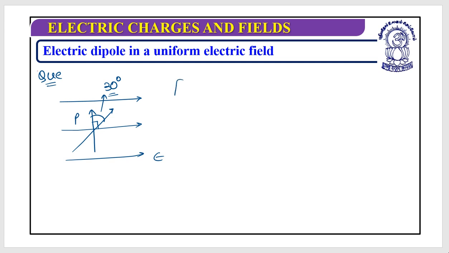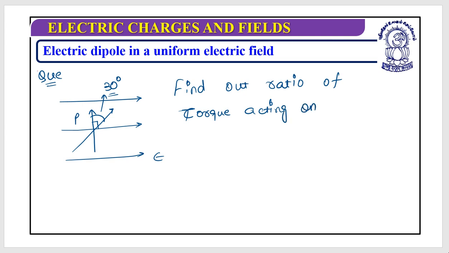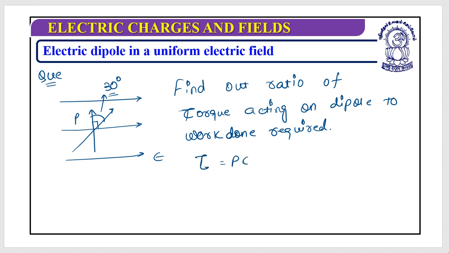You need to find out the ratio of torque acting on the dipole to work done required. Now first, what is torque required? It is PE sin theta.